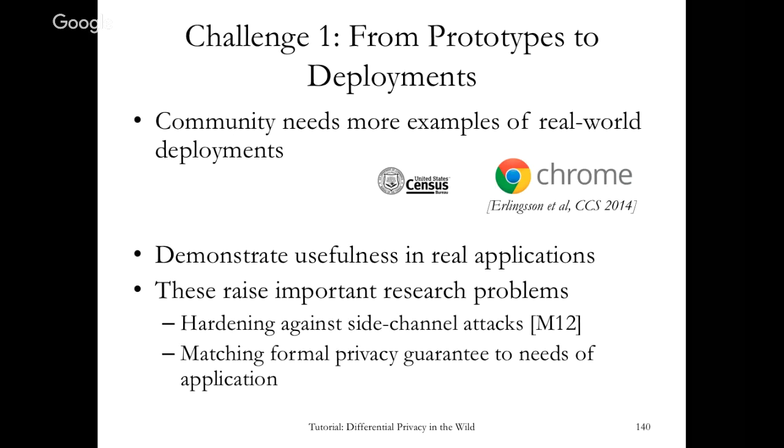So we've seen a few. Ashwin mentioned the Census and the Chrome browser. There have been a few others that he mentioned. These real-world applications really demonstrate that differential privacy can be used in a real-world application. And they also raise really important research problems.